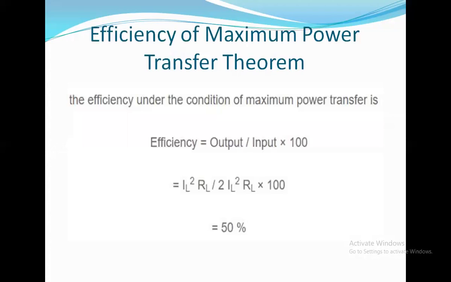Sometimes in some problems, it will be asked to find the efficiency under the maximum power transfer condition. How can you find it? Efficiency equals output by input into 100. The output is IL square into RL, divided by the input, 2 IL square into RL, into 100. Putting the values of output and input, we find that it is 50%.